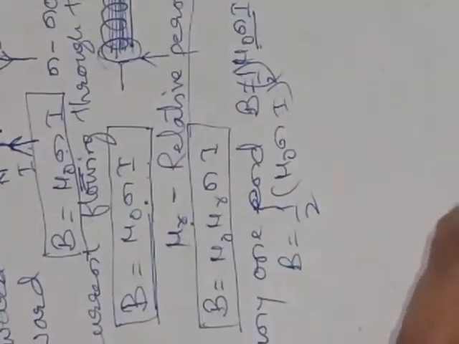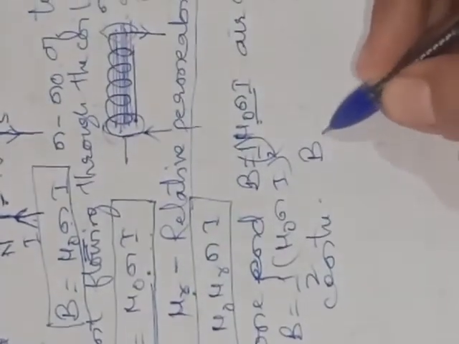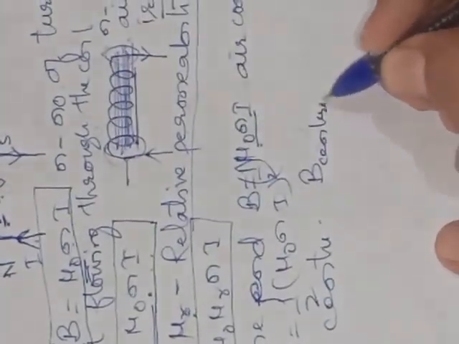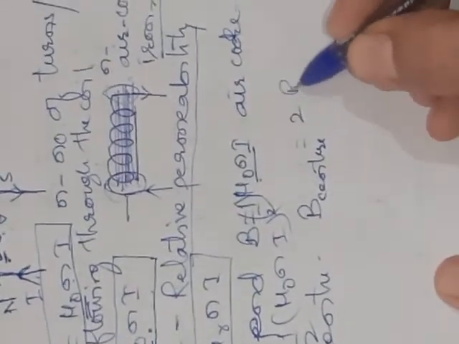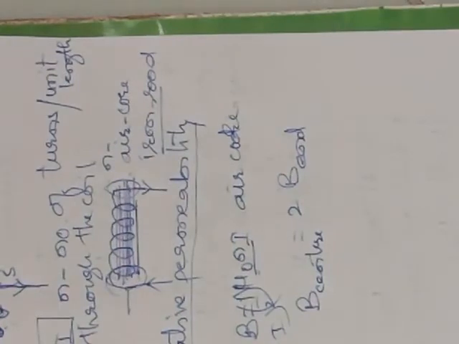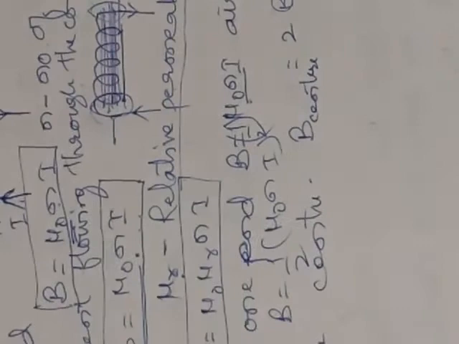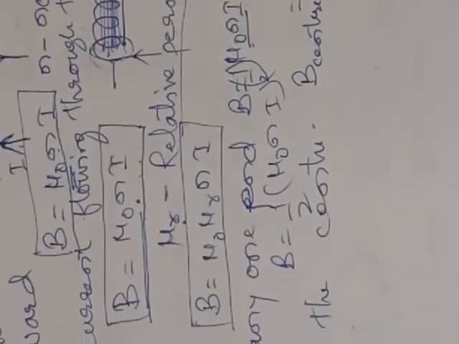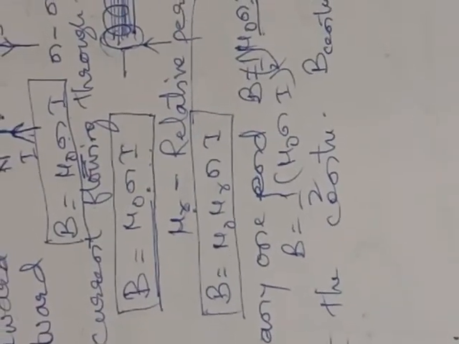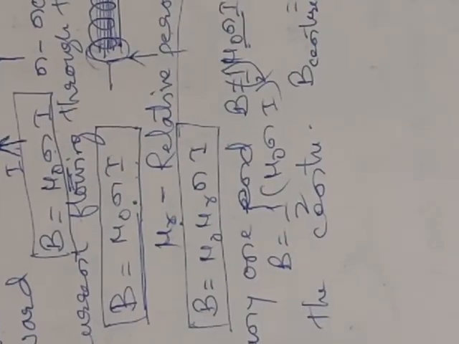If somebody asks us the magnetic field at the center, it is given by: magnetic field at the center is equal to twice the magnetic field at the end. So this is the thing which we have to understand, that the magnetic field at the center of any long solenoid is 2 times that at one end of the solenoid. Okay, so next we'll see the derivation.